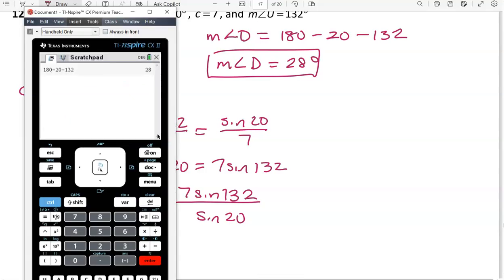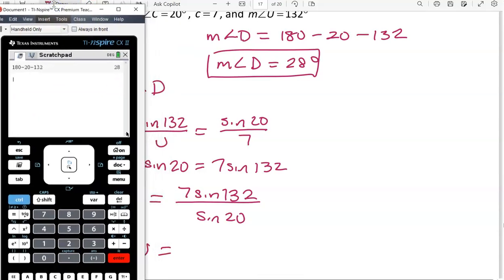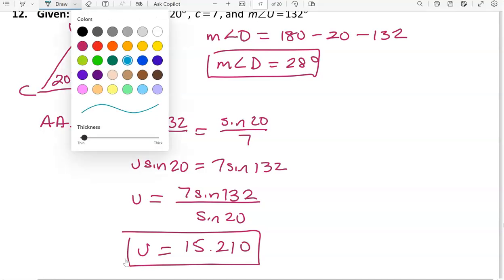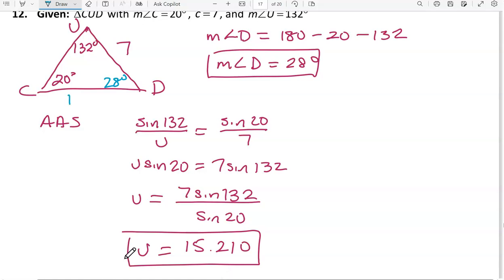And dividing, u is 7 times the sine of 132 divided by the sine of 20 degrees. That's calculator ready. So let's grab the calculator to do that computation. Control divide for a fraction. 7 times the sine of 132 divided by the sine of 20 degrees equals 15.210. Now that we have that side, I'm going to insert that in our diagram. And what remains to be found is the third side.